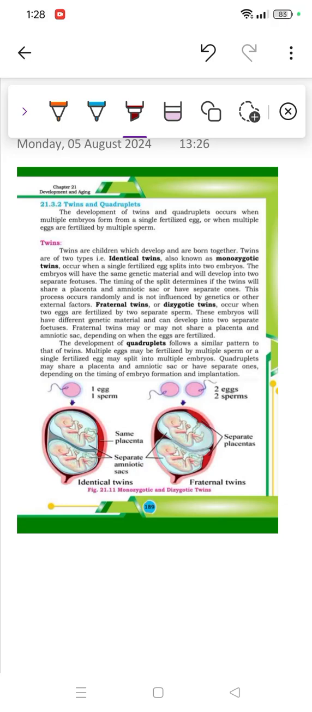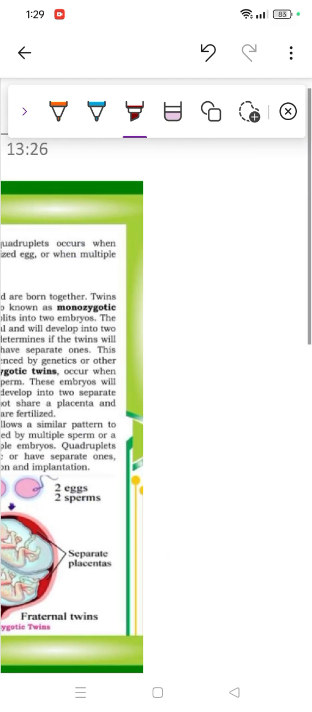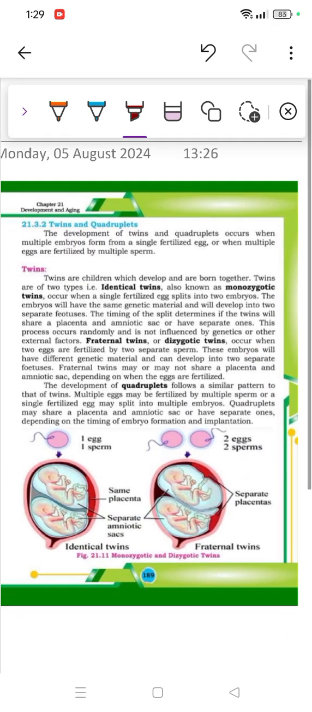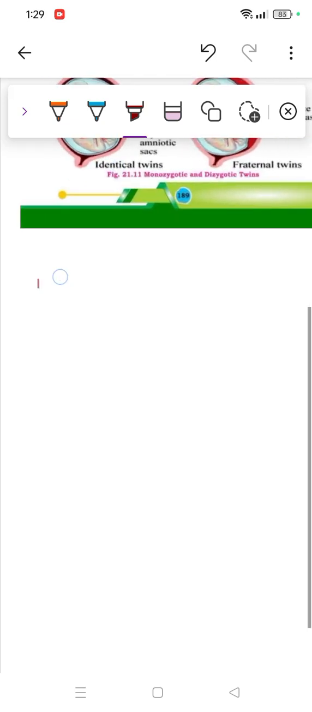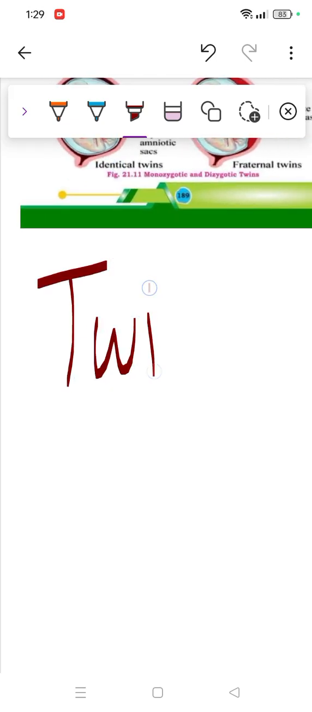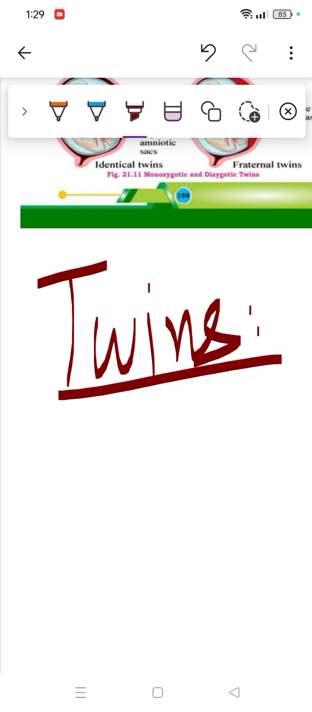So we were done with human development, the trimesters, pregnancy, and everything like that. Today we are going to discuss an interesting topic: how twins are formed. So we'll discuss twins. I personally love twins. A lot of people love twins, but when it comes to understanding how they're formed, let's see today.